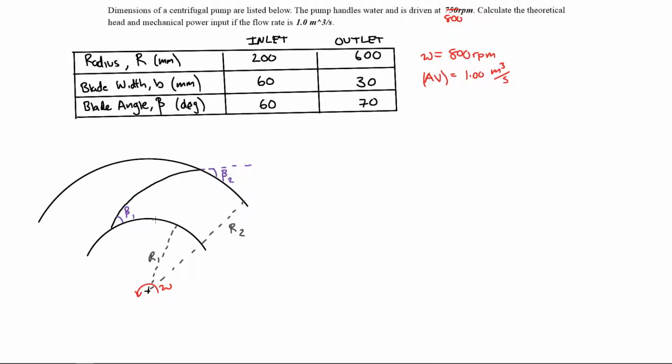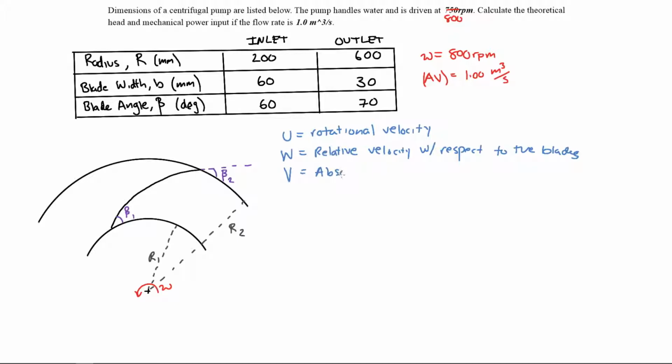The next thing is to draw the velocity vectors at the inlet and outlet. Okay, so we're going to define some velocities. The first thing we're going to define is the rotational velocity. This is going to be u. This is the velocity at which the pump is going, the linear velocity. And then we have another velocity defined as w, called the relative velocity with respect to the blades. And then there's one more velocity component, which is the absolute velocity.